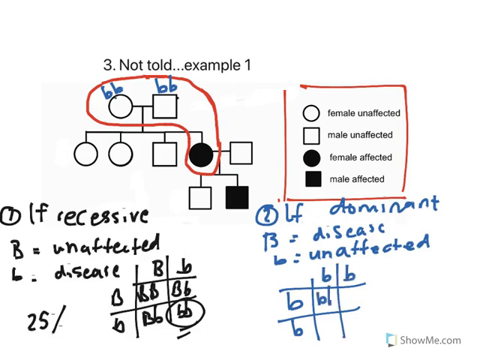and we have this, we can see that two unaffected parents, there is no way they could have an affected child. There is zero chance that that's possible. So therefore, it has to be a recessive disease.